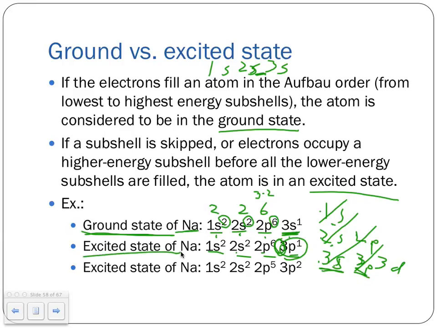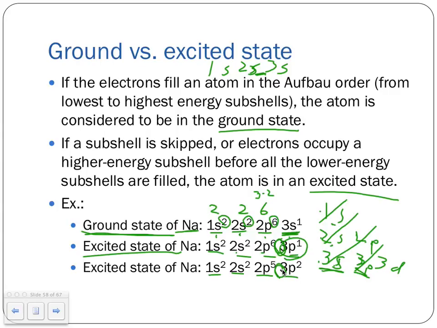On the next one here, we have 1s, then 2s, then 2p, then 3p. And so for 1s, 2s, 2p, 3p, it also has skipped an energy level, skipped the 3s. And so as a result, this would not be a ground state, this would be an excited state.